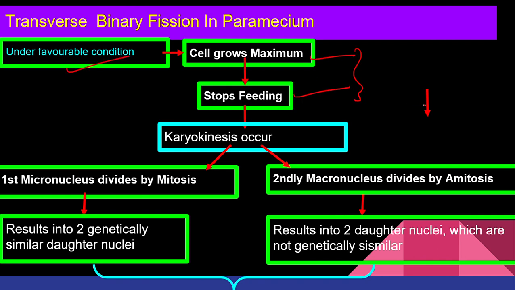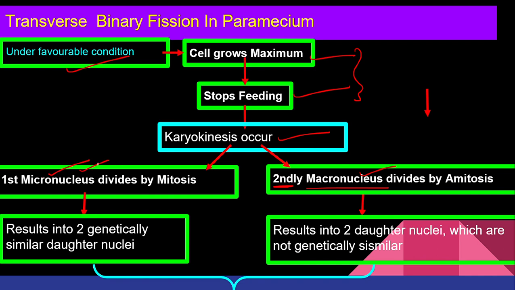Until here we have seen the same as in longitudinal binary fission, right? Then first karyokinesis occurs, so obviously both the nuclei are there, so in both the nuclei karyokinesis will occur. When we talk about the macronucleus, the karyokinesis occurs second. First karyokinesis will occur in the micronucleus. Micronucleus is going to be reproductively important for the paramecium.